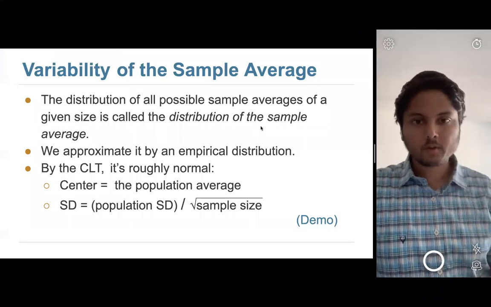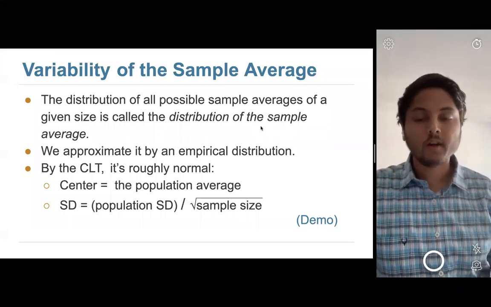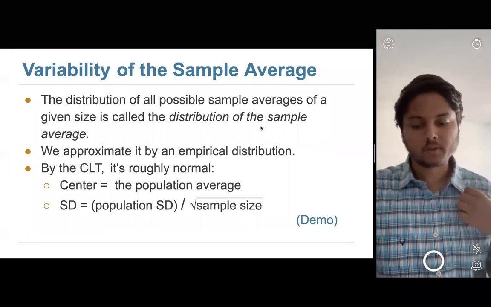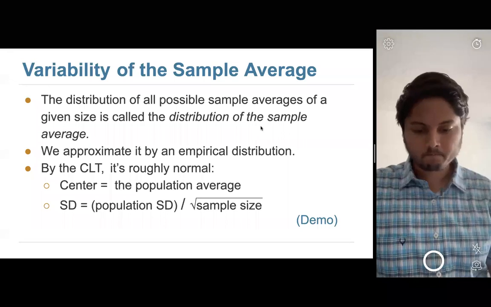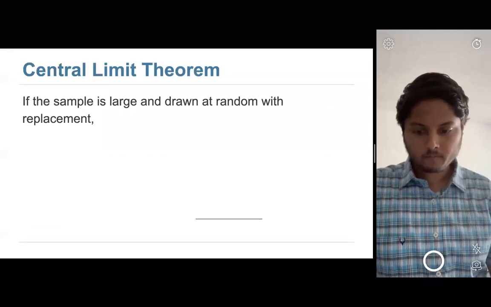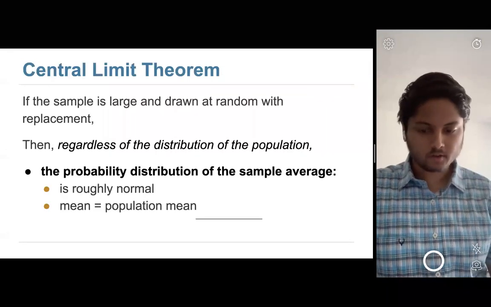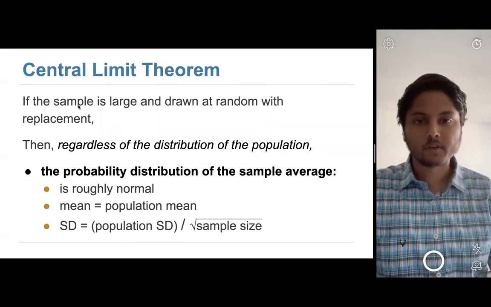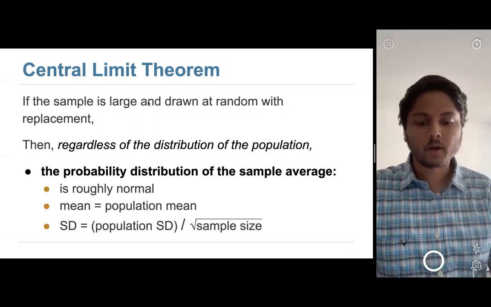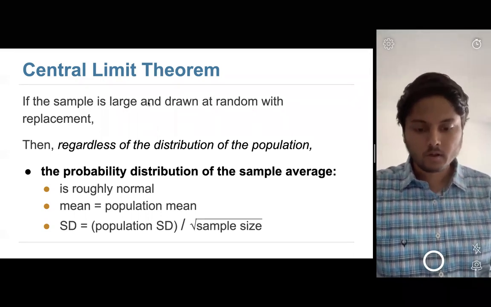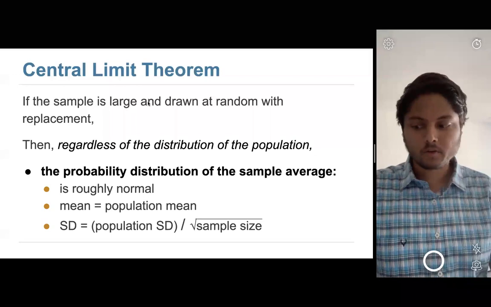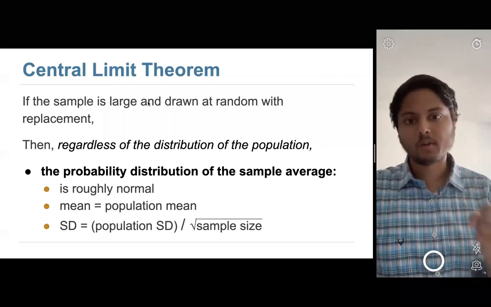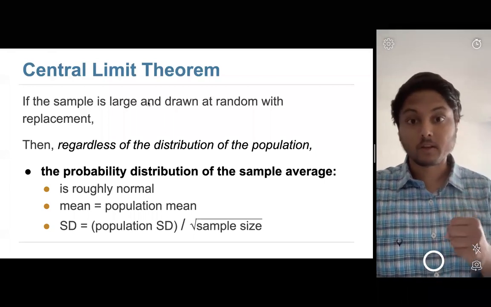Cool. So this is basically what the central limit theorem is saying. If you know the population SD, you can figure out what the SD of your sample mean should be. Just restating the central limit theorem again: this only holds if your sample is large and it's drawn at random with replacement. It's really important to do it with replacement. The main reason is that you want every single person being drawn to come from the exact same distribution.